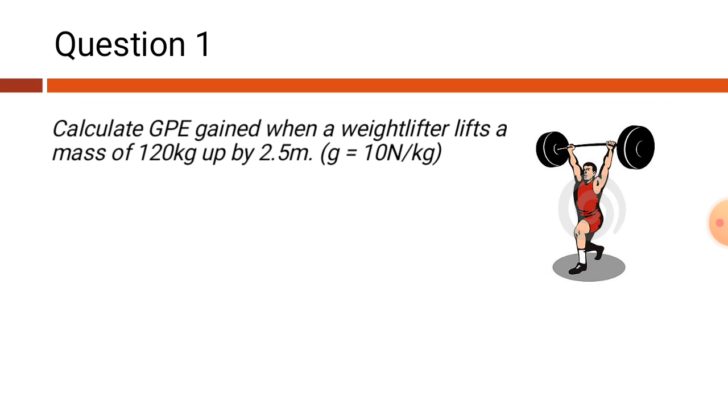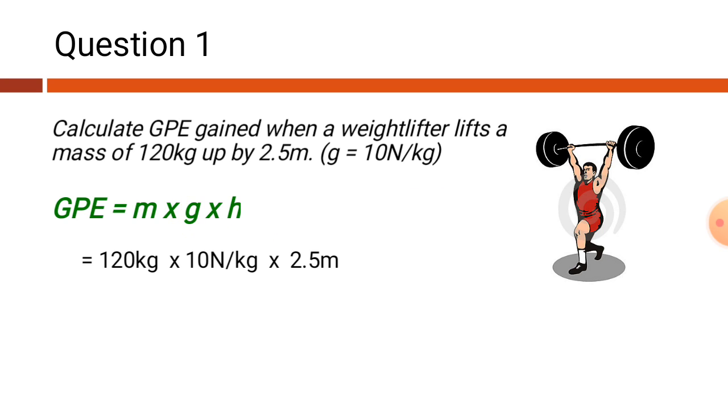It says calculate the GPE gain when a weightlifter lifts a mass of 120 kg up by 2.5 meters. So you know the formula, it's GPE equals m into g into h. What is your m? Your m is 120 kg. Your g is gravity. Gravity is always 10 newtons per kg. You have to use this value to substitute in the place of g. And then the height is 2.5 meters.